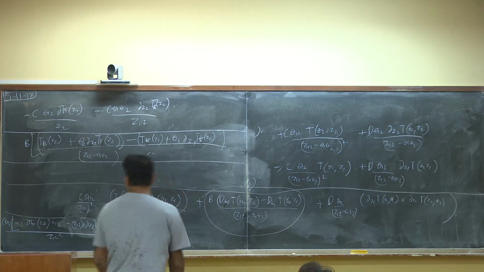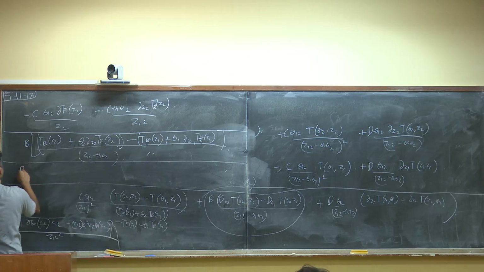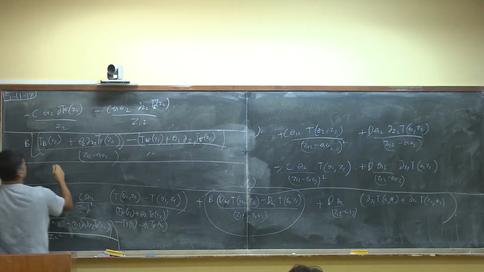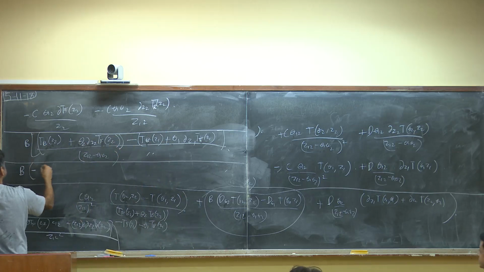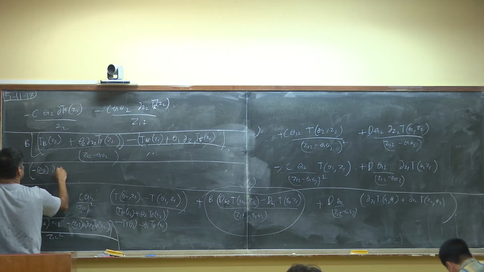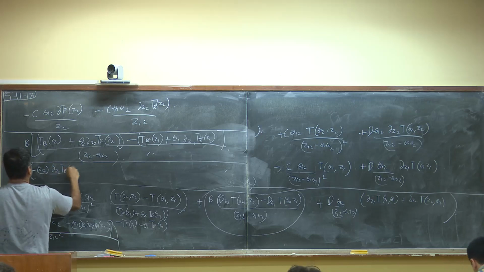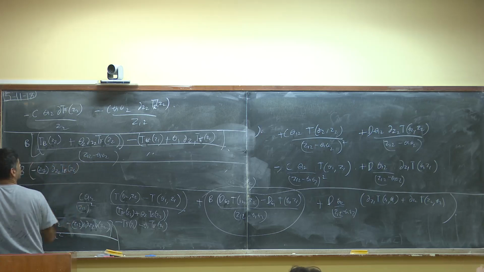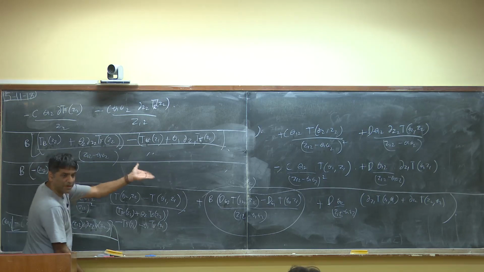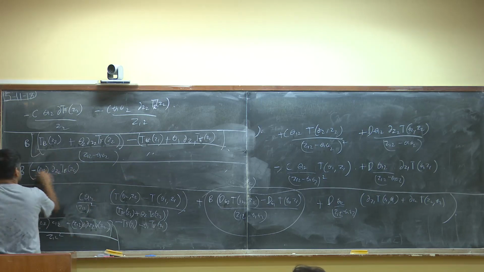Right? So this is b of minus z12 del z2 TB of z2, and anything higher will not matter. Okay, divided by z12 minus theta 1 theta 2, the whole thing square.